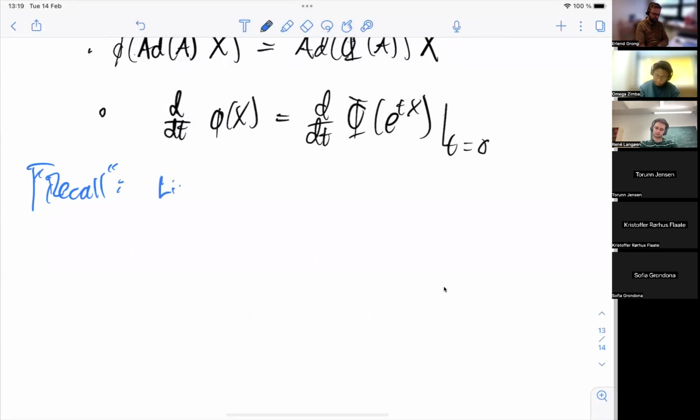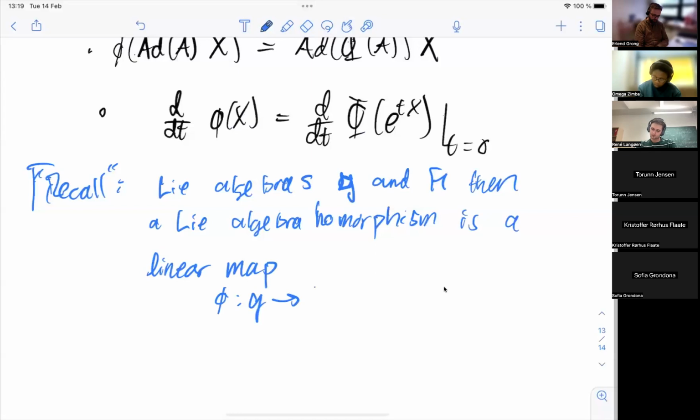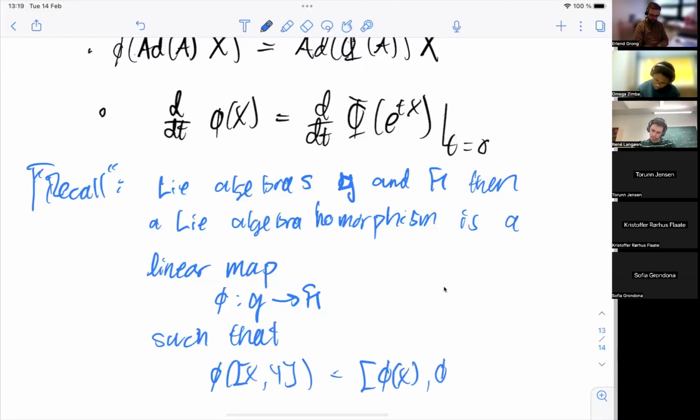So if you have Lie algebras \mathfrak{g} and \mathfrak{h}, then a Lie algebra homomorphism is a linear map phi going from g to h such that phi of the bracket of X and Y is the bracket of phi X, phi Y.